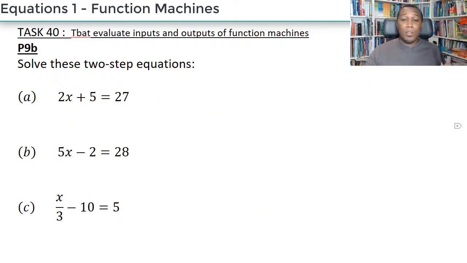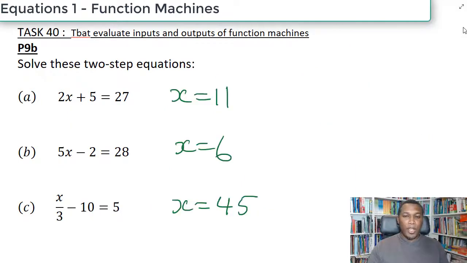Let's finish off. We're at the end. Do these 3, and we're done. So here are your answers. X is equal to 11. Make your check. 11 2s are 22, and 5 is 27. For B, x is equal to 6. 6 5s are 30. Take away 2 is 28. And for C, 45. 45 divided by 3 is 15. 15 take away 10 is 5. And there you go. The power of the function machine to solve equations.